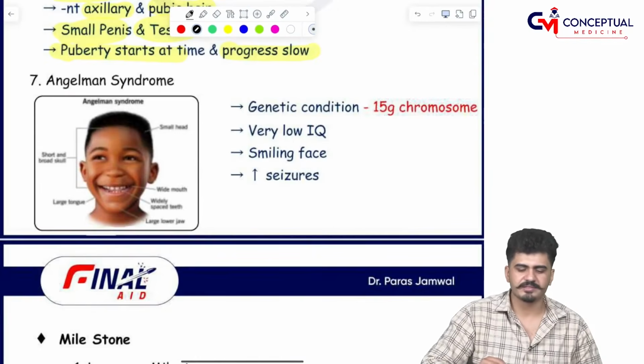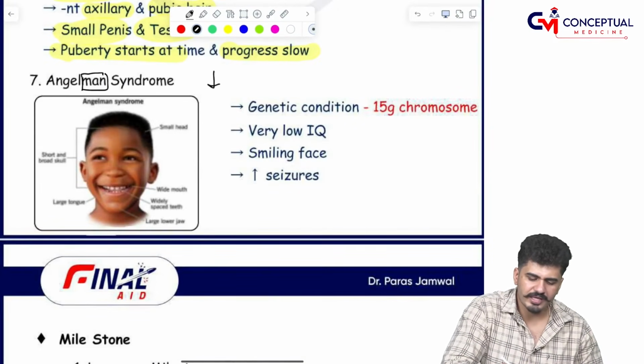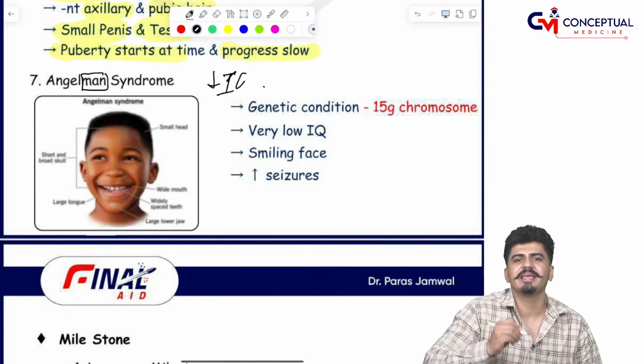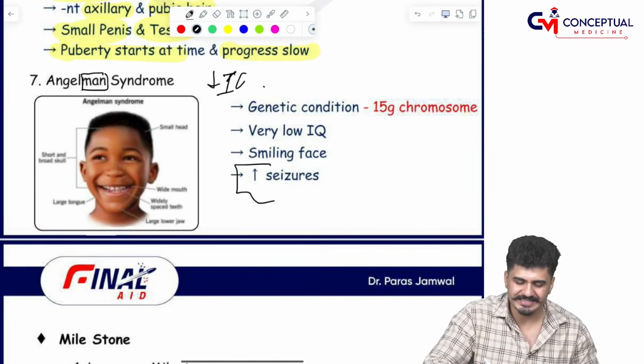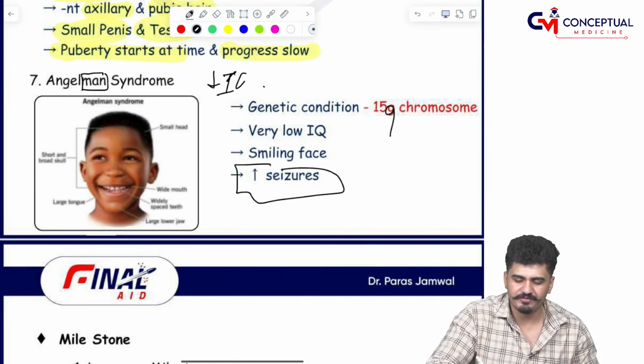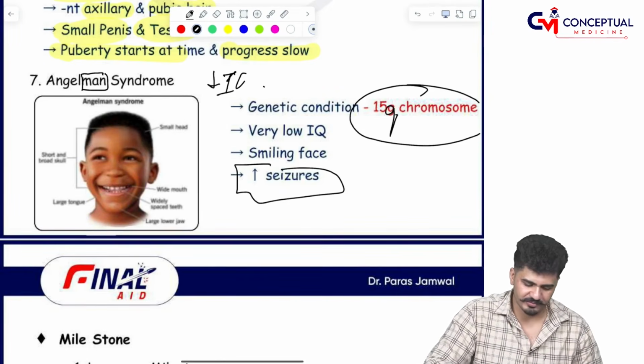Then coming to Angelman syndrome. Angel's man has low IQ because the angel is making the man a fool. So low IQ, smiling face, and also seizures. Chromosome defect on 15q.